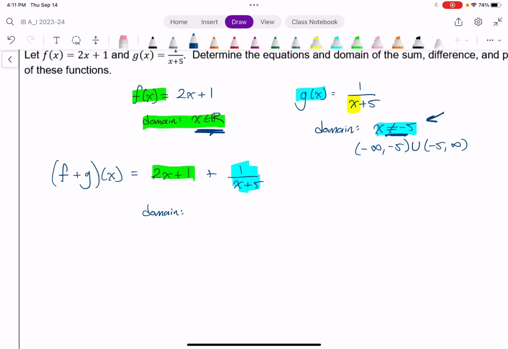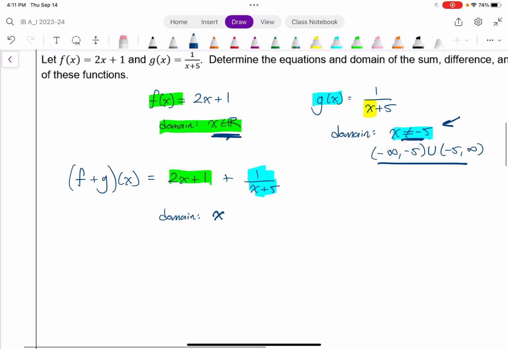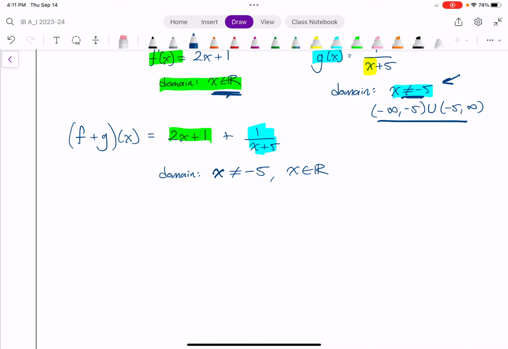And so what they have in common is everything but -5, which again, I could write as I did before here, but I prefer just saying x does not equal -5. You could then say, other than that, x belongs to all the real numbers as long as it's not -5, but we're good enough. And when you subtract, you're going to get the same thing. And so f minus g of x. The equation will look different. The function will behave differently. It's -1 over x plus 5, but the domain will be the same.